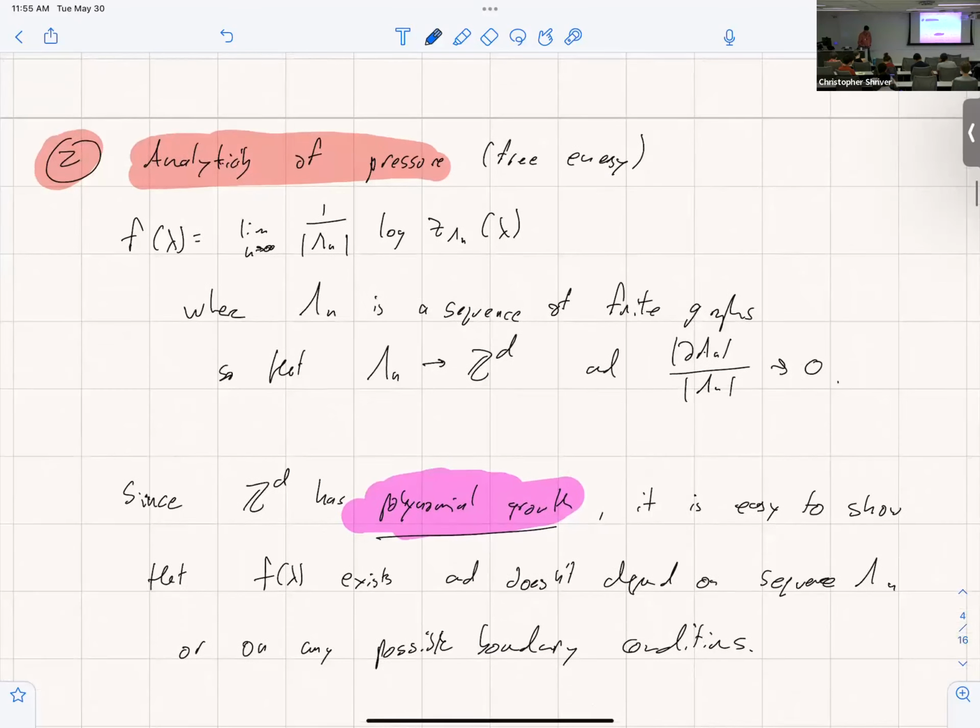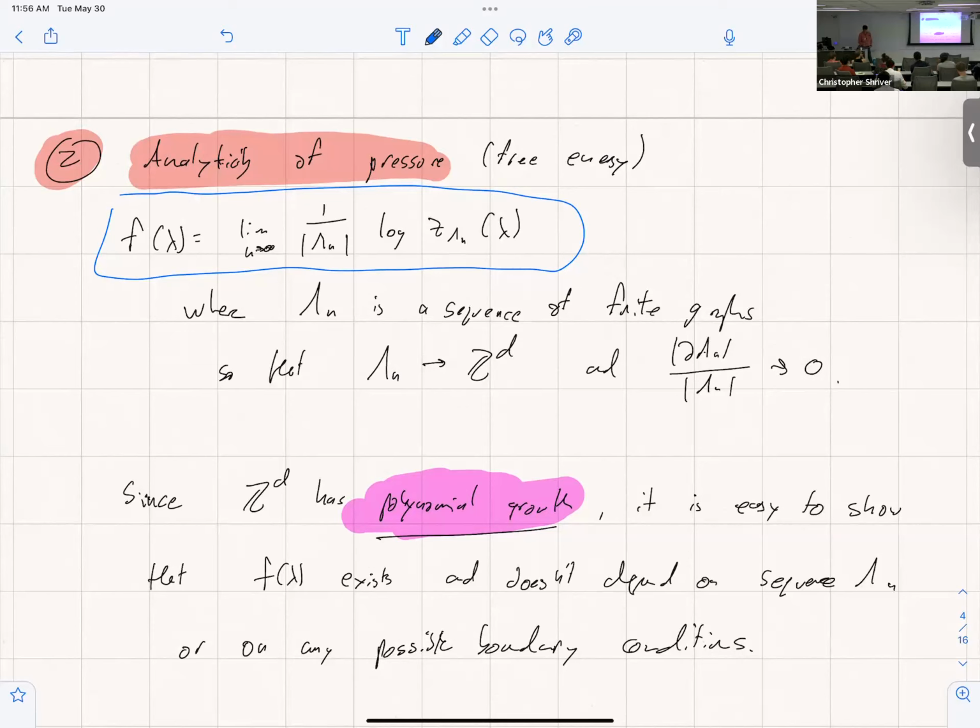Okay, second definition: analyticity of the pressure or the free energy. I can define something called the pressure, which is the following. I look at, let's say, a sequence of boxes, Lambda n, finite boxes in Z^d. I look at the partition function, so Z_{Lambda n} of my parameter lambda. Take a logarithm, that's typically going to be of order n, and then divide by the number of vertices. Let's say there's n vertices there. And then take a limit, and that gives me something.